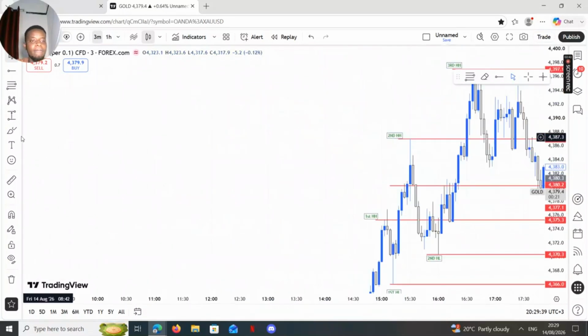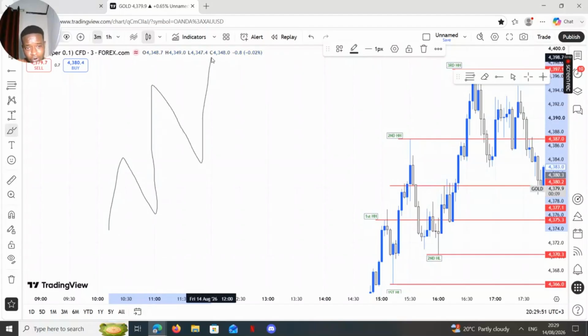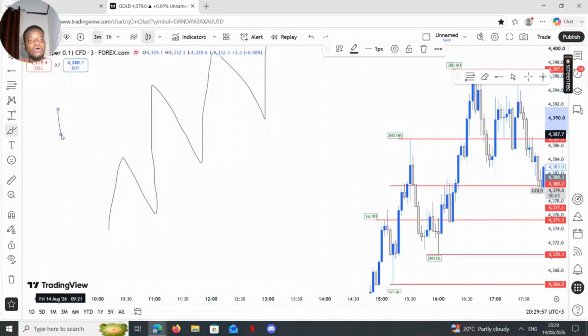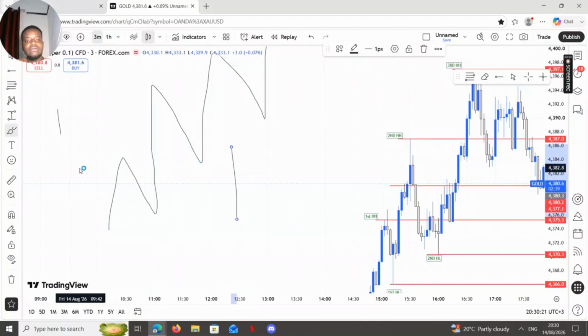So I can show you how market structure usually is. I can use this diagram. We can usually have our first higher high, then we have our first higher low, then we have our second higher high, then we have our second higher low, then we have our third higher high, then third higher low, then price continues. In market structure, always ensure that your second higher low should never break your first higher low. Your third higher low should never break your second higher low. But your third higher low can break your second higher high. Your second higher low can break your first higher low, but our second higher low can never break our first higher low.